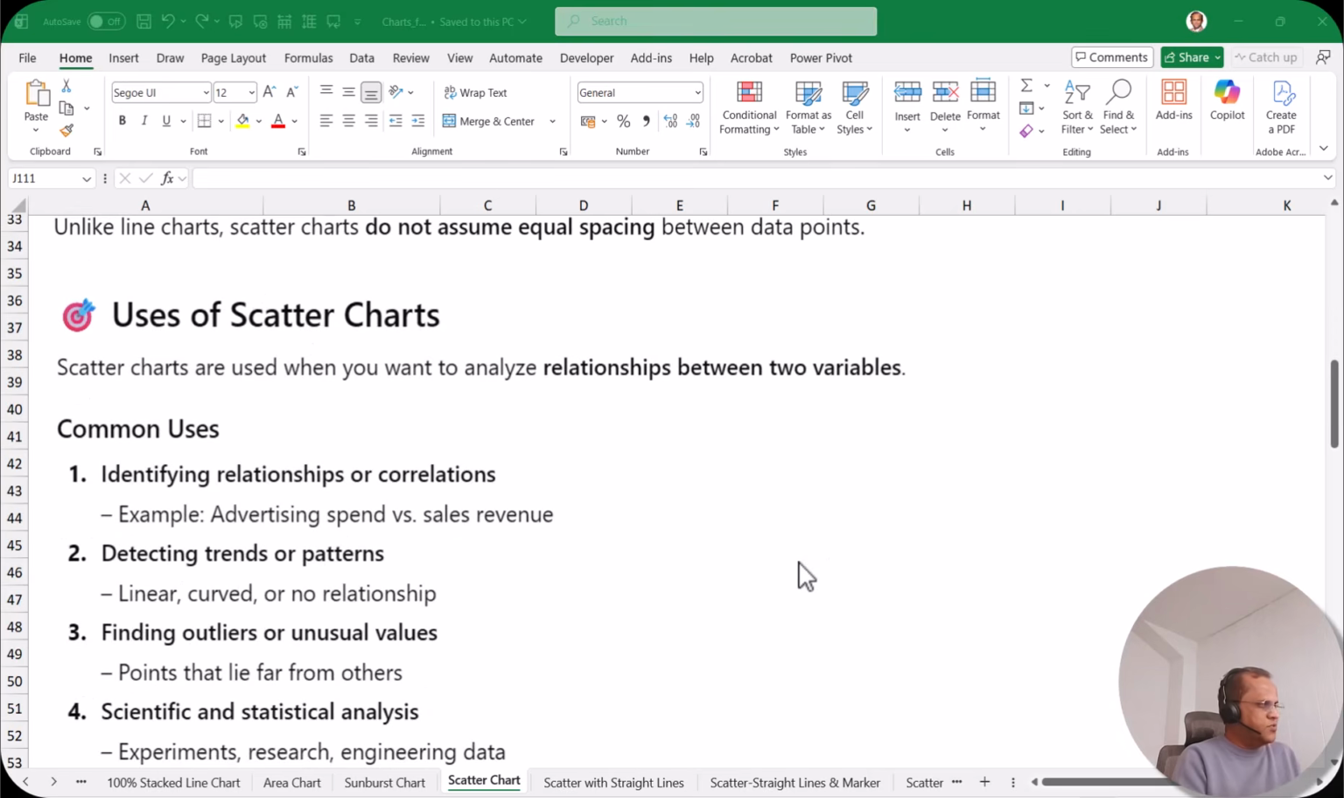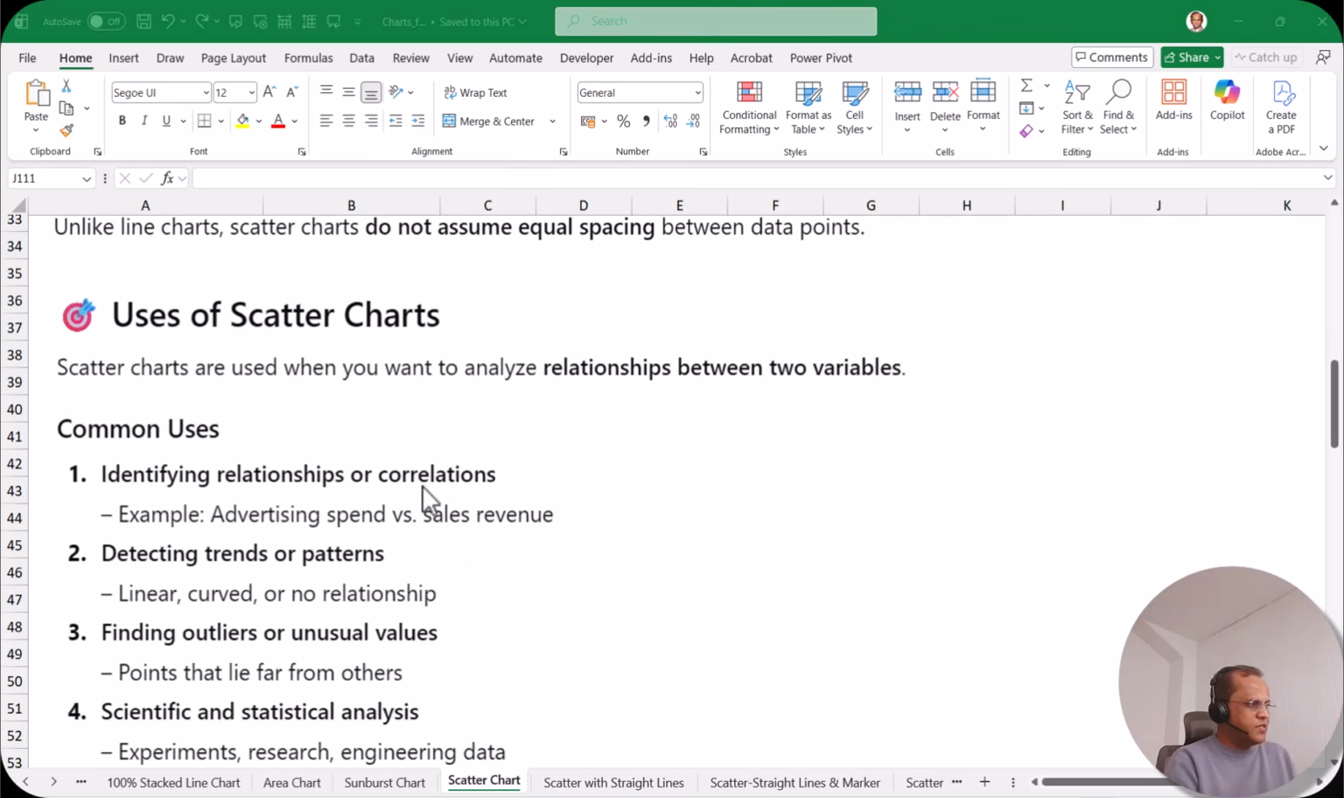Now let us go to the uses of scatter charts. Scatter charts are used when you want to analyze the relationship between two variables. Let's say I want to analyze the relationship between sales and profit. I want to know if the sales increase, whether profit increases or not, or whether profit decreases if the sales increase. So here we have the common uses.